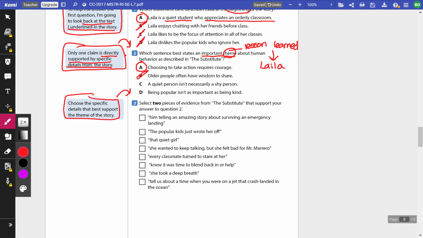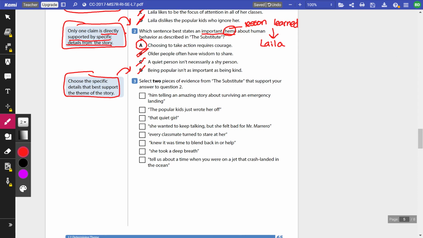So answer choice C, a quiet person isn't necessarily a shy person. Well, this may be true, but this really has nothing to do with our story. This has no textual evidence to back it up. So that cannot be our answer. Answer choice D, being popular isn't as important as being kind. Okay, so this really has nothing to do with our story either. Layla doesn't have to make a choice between being popular and being kind. So that one is not our answer choice either. So the only one that works is answer choice A, choosing to take action requires courage.